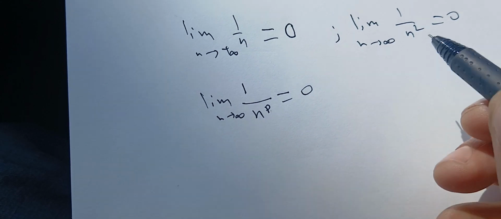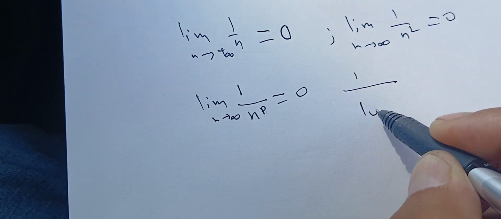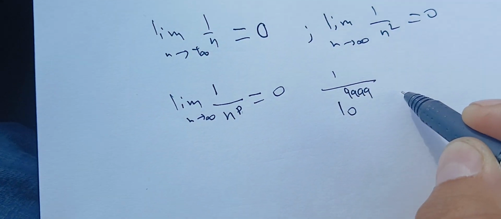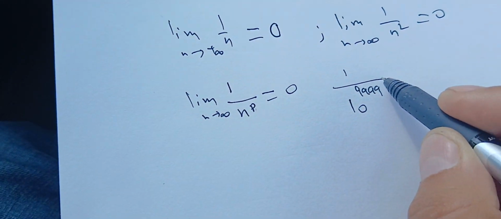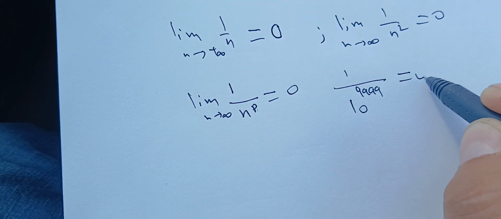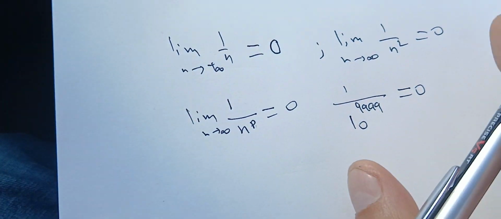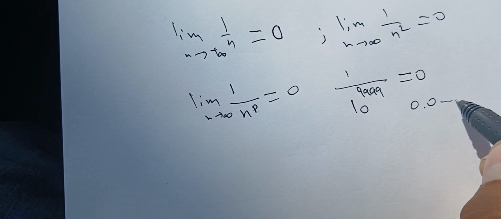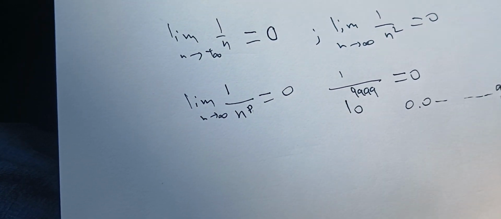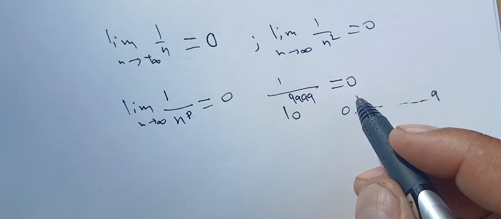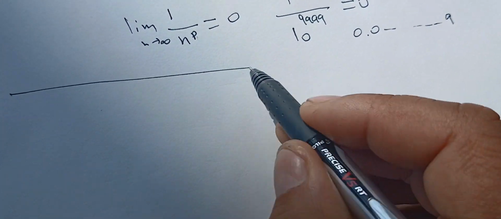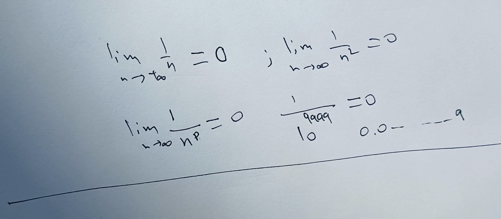Think of 1 as being divided by 10 to the power 9999999. So what do you think the limit is? What do you get? 0. Almost. You don't get 0 exactly, but it's 0. So something like 0.0001 is considered to be 0. Okay, these are the limits that we need to keep in mind.